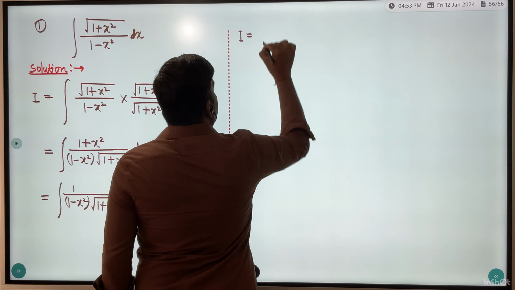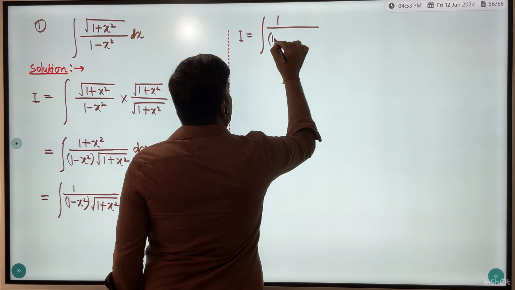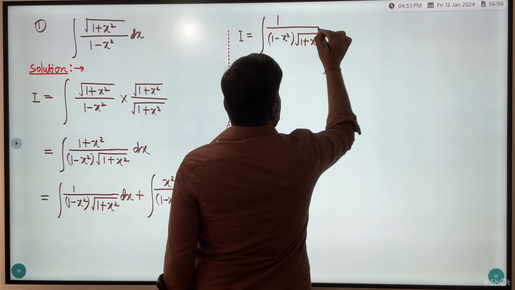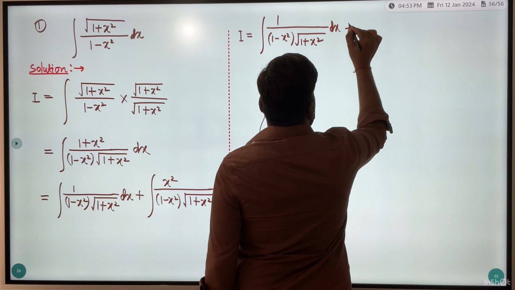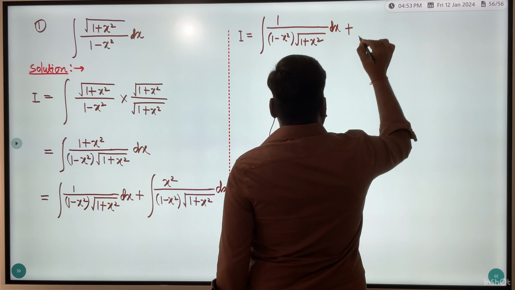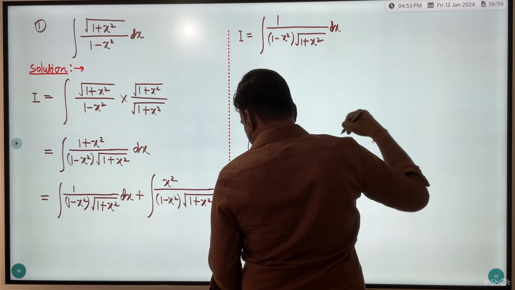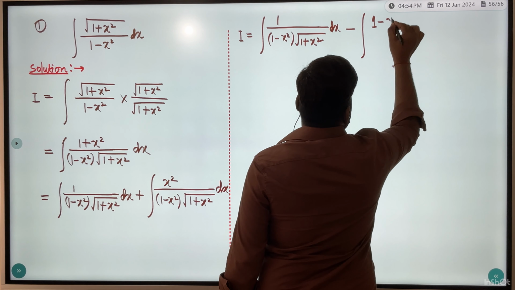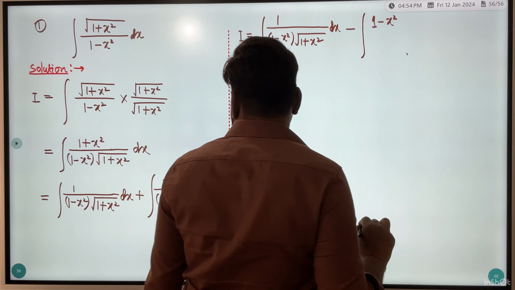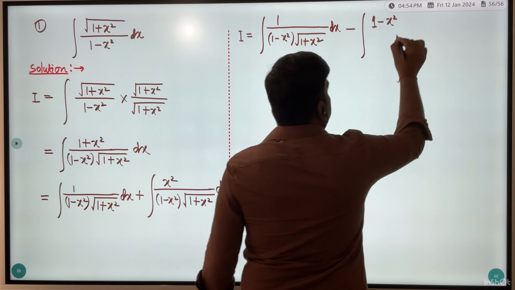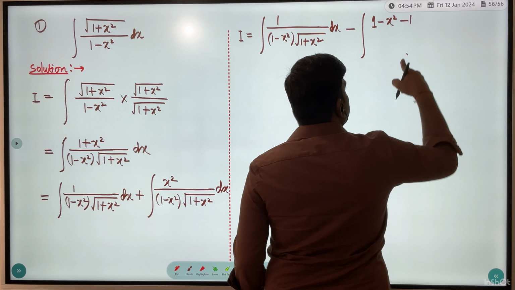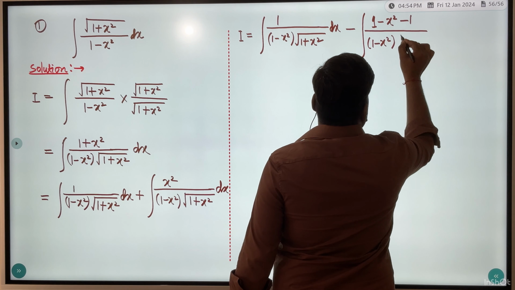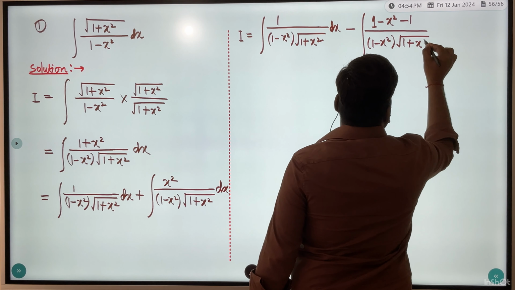So the whole integration I, we are not going to do any kind of changes in the first integral term, so that will remain as it is: integral of 1 upon 1 minus x square into root over 1 plus x square dx, plus, we can take minus not plus, so let's make it minus integral of 1 minus x square minus 1, divided by 1 minus x square, over root 1 plus x square, dx.